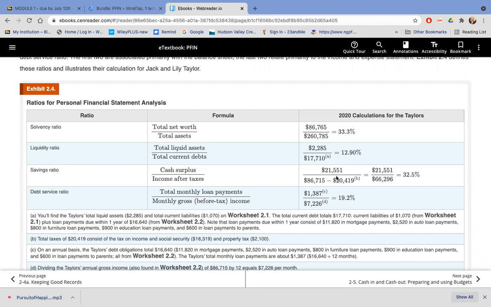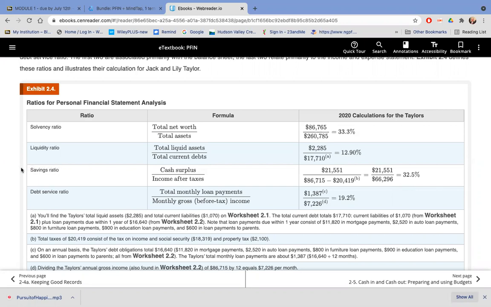Okay. And so here, the Taylors have a $21,000 surplus, and they have roughly about a $66,000 income after taxes. So they are able to save 32.5% of their net salary. They only need about $68 out of every $100 they're earning to live. The other $32 are being saved, or could be used for a bunch of other things. But this is an important ratio.